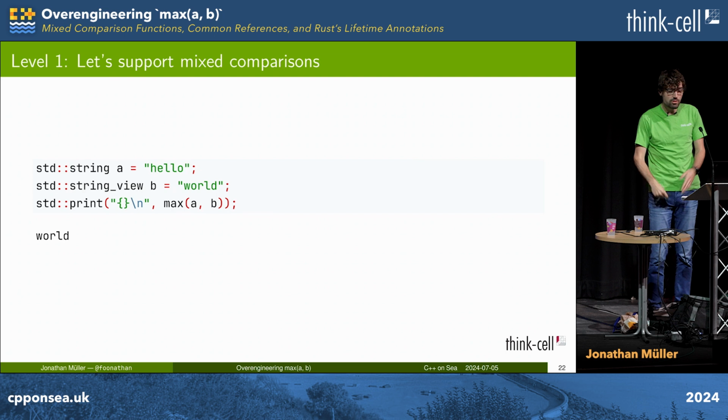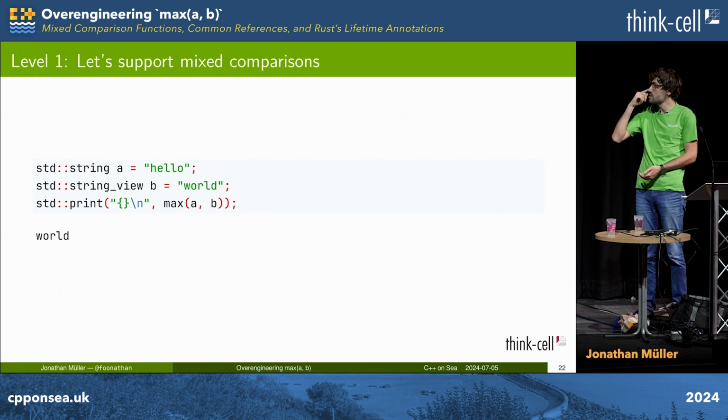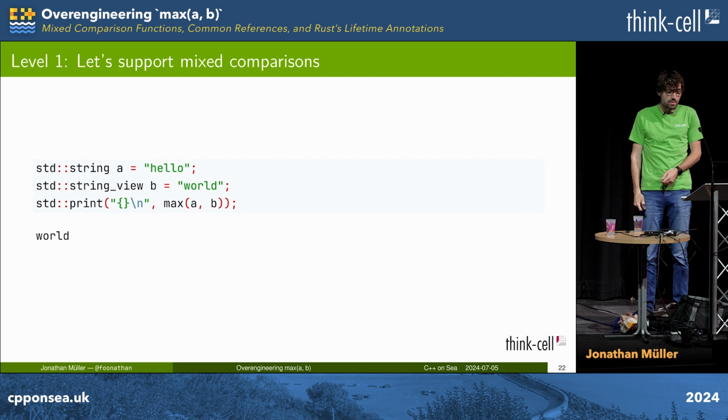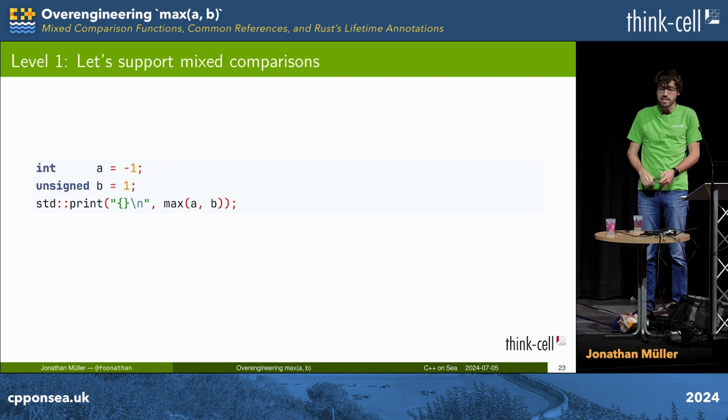But anyways, now using common_type and the two template arguments, this code just works and it prints world. So let's do it with some actual math objects and say we want to find the maximum of the int -1 and the unsigned int 1. What does this print?